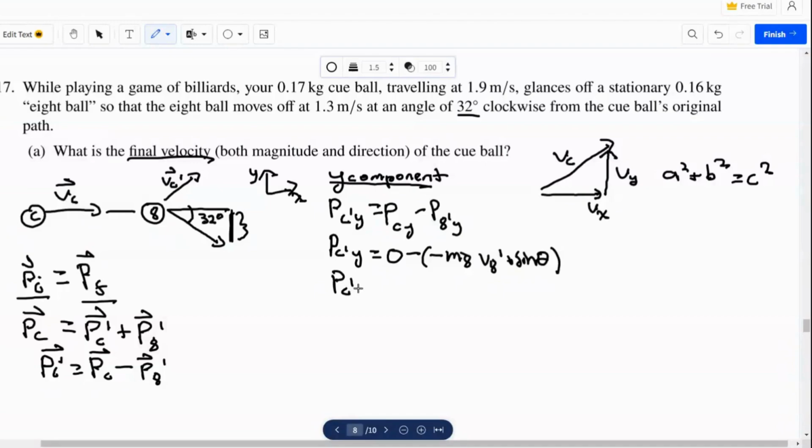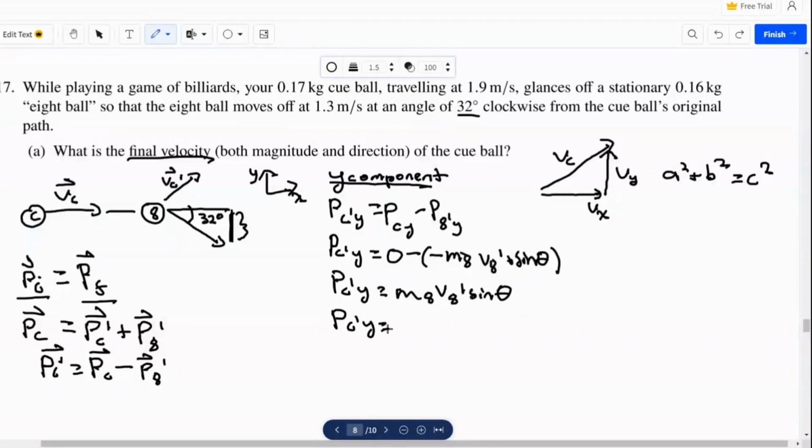So P final of the y component would just be m8 v8 prime sine theta.